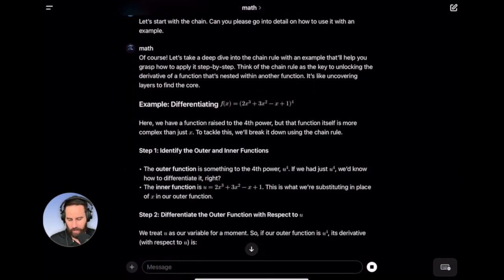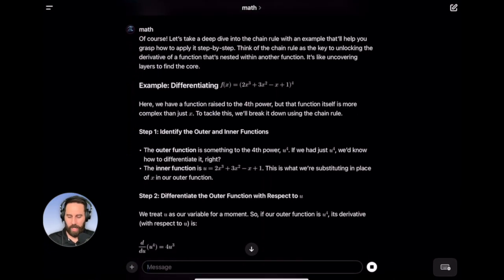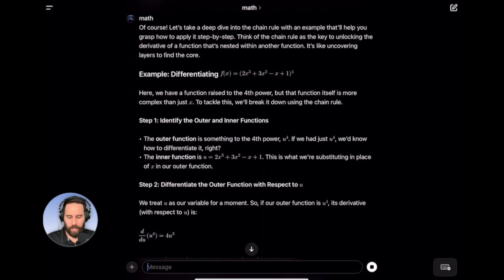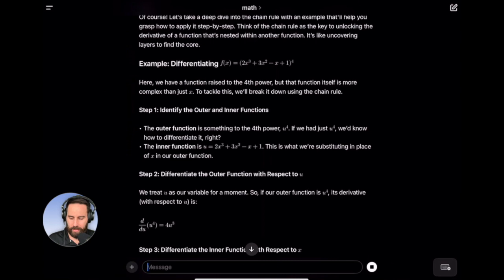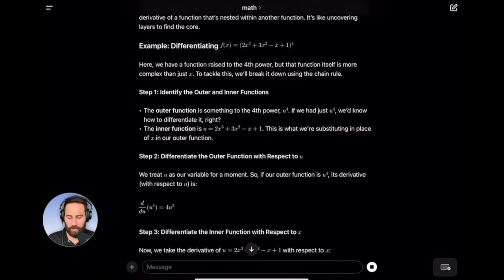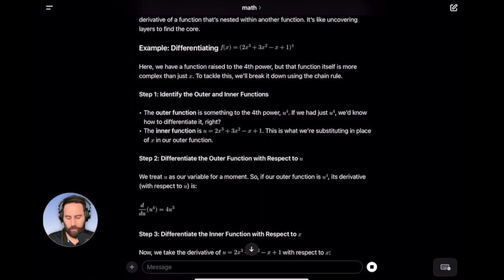Of course, let's deep dive into the chain rule with an example that will help you grasp how to apply it step by step. Think of the chain rule as the key to unlocking the derivative of a function that's nested within another function. It's like uncovering layers to find the core. Okay, so there are multiple layers here. We probably have to start with the outside 4, and then the derivative of the inside.